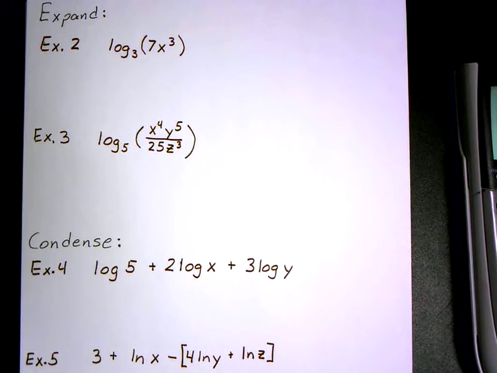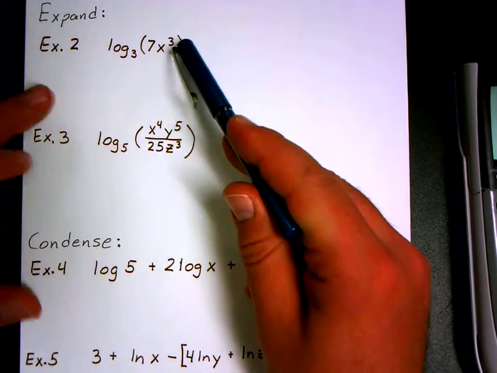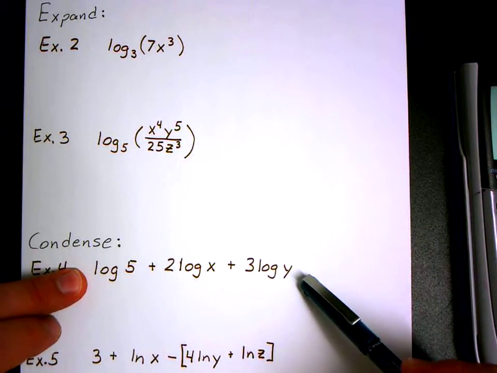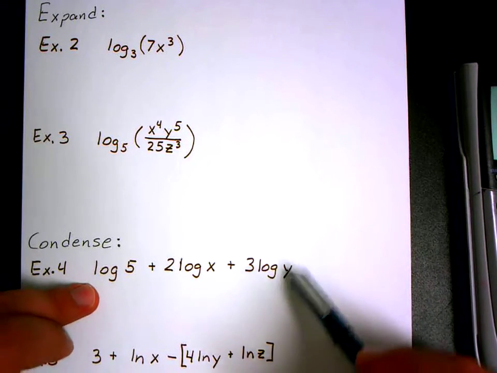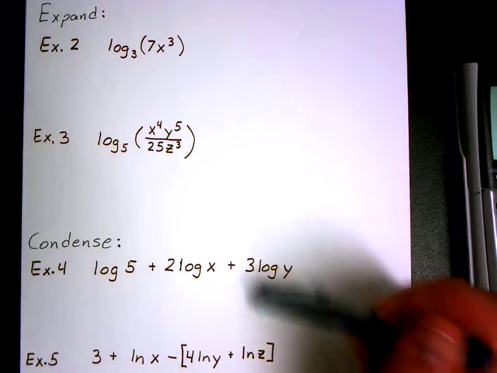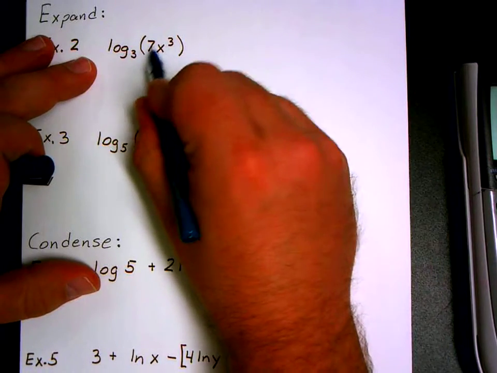Okay. Expanding just means you're going to take, these are kind of inverses of each other. Expanding means you're going to take this and turn it into something that looks like this. And when we get to condensing, we're going to take this and turn it into something that looks like this. So we're just going back and forth on these. So expanding, I want to take that and drag it out using those properties that I just had. So what I'm going to do is go through this and separate it out.